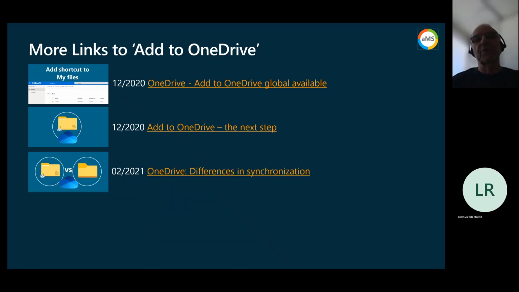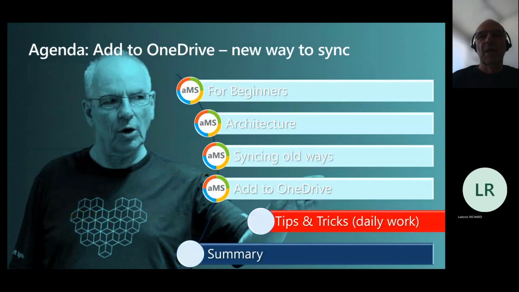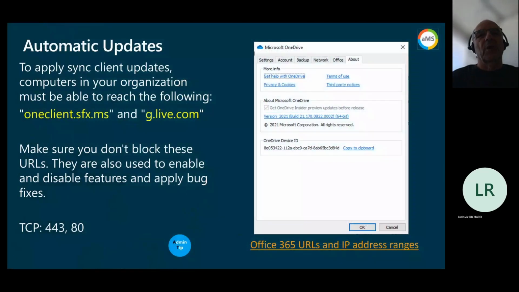I have also written about the differences in synchronization. You have to see what you have heard, but sometimes it's better to read that. There are 5 tabs from classic sync to OneDrive, add to OneDrive. So tips for daily work. Sometimes people say, hey, I do not get the newest version of OneDrive. It's only a tip: you must be open at 44380, the OneDrive, SFX, aMS, and glive.com. Then you will get it automatically. Sometimes the people do not want to do that, therefore you have to look.